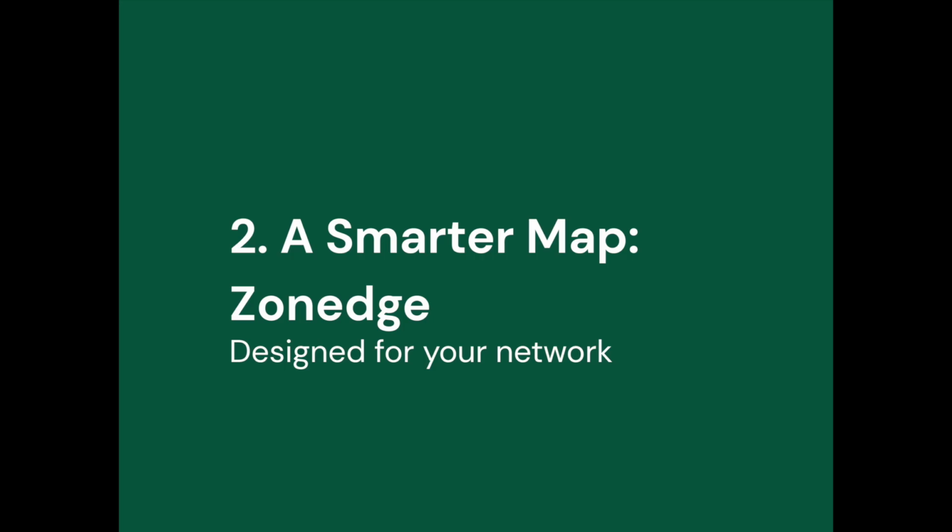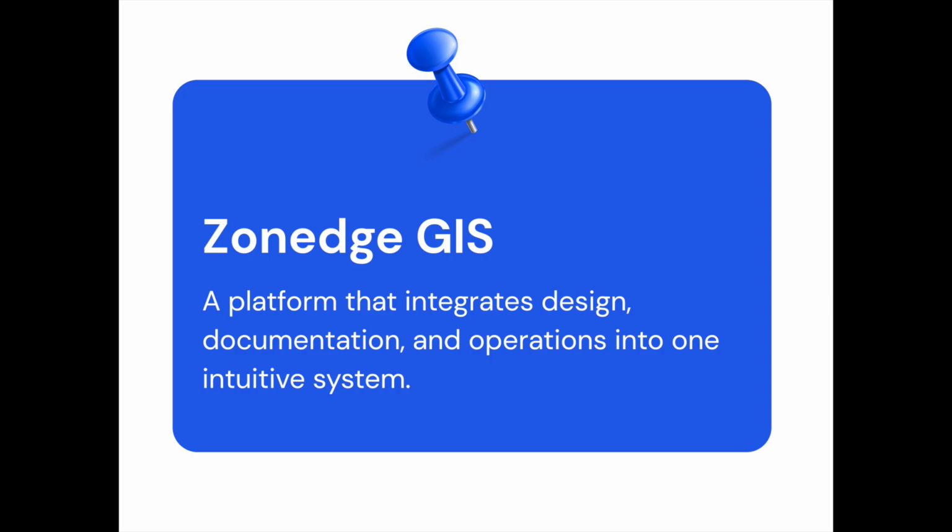Okay, but what if you could just replace that entire maze with a single, intelligent blueprint for everything? Well, that's exactly the idea behind Zonedge GIS. This isn't just another mapping tool. It's built from the ground up to be the command center for your entire fiber network. So what is it exactly?